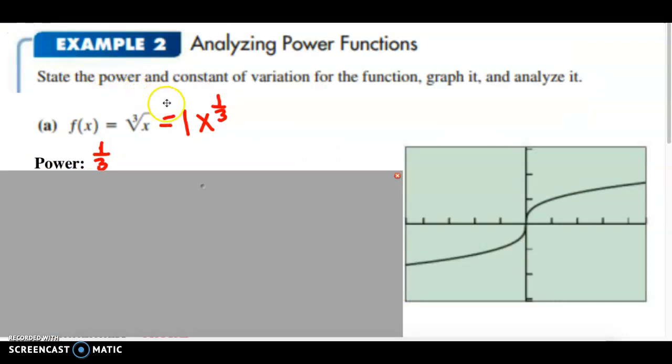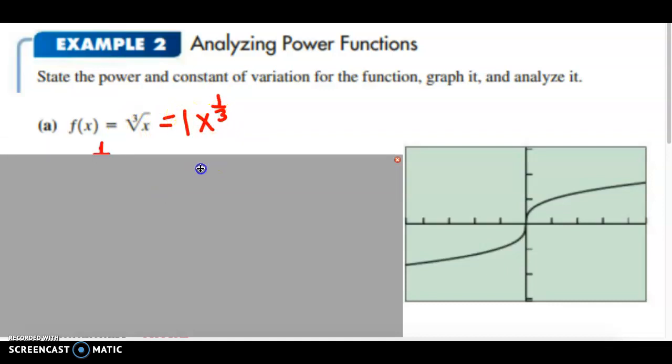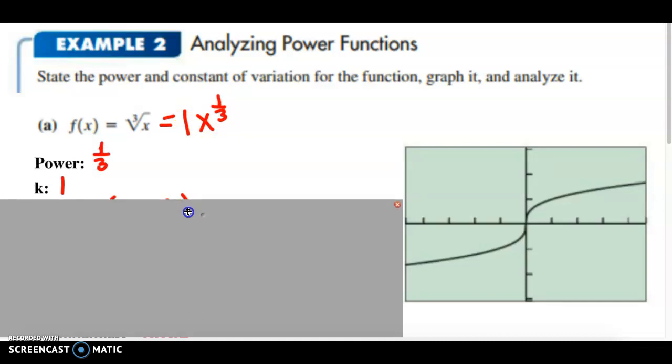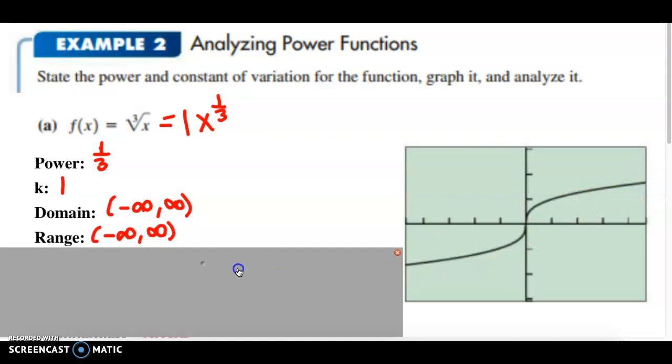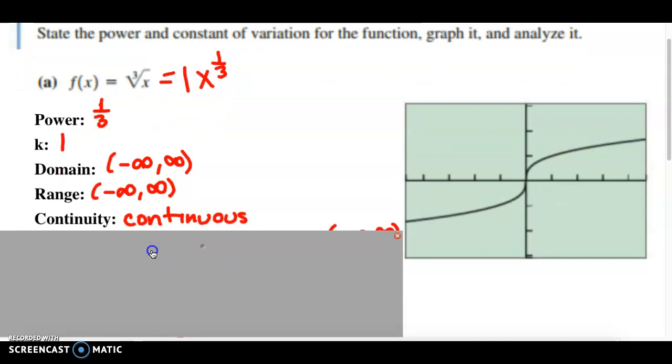In the next example, we're going to look at some power functions and analyze their power, constant of variation, and various other attributes. So in the first one, we have the cube root of x, which we can write as 1 times x to the 1/3. So the power is 1/3 and the constant of variation is 1. If we look at the graph of that, we can see that it is going in the x direction from negative infinity to infinity, and the same for y. That means that this function is continuous at all values of x.